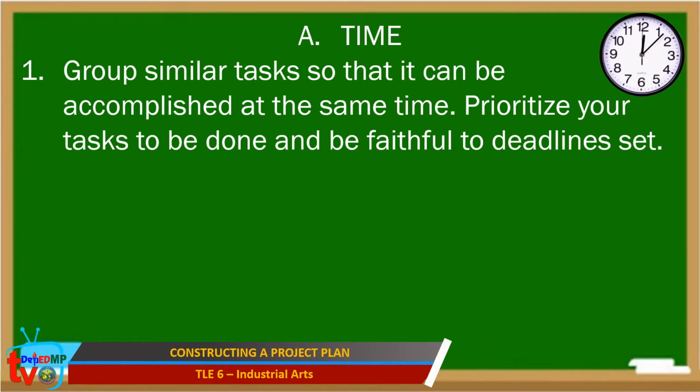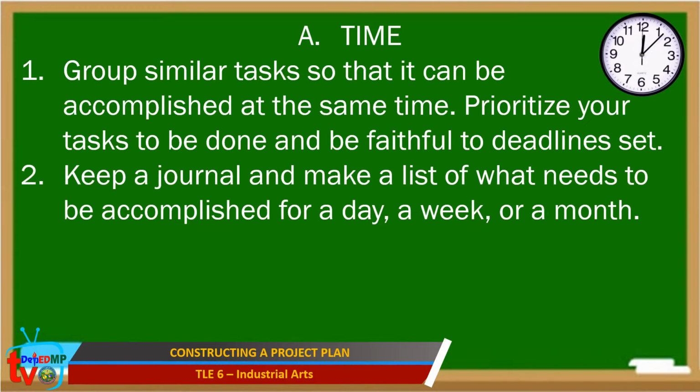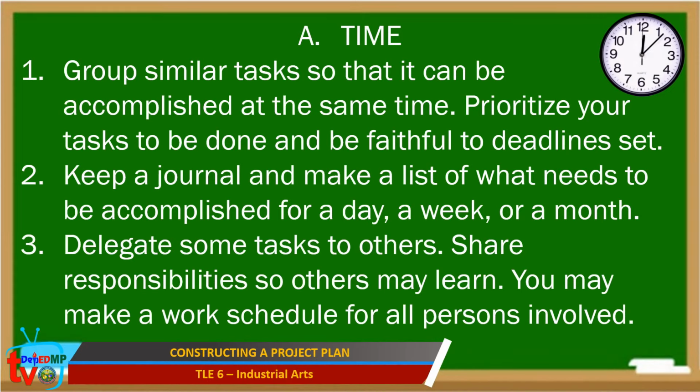First, group similar tasks so that it can be accomplished at the same time. Prioritize your tasks to be done and be faithful to deadlines set. Second, keep a journal and make a list of what needs to be accomplished in a day, in a week, or in a month. And third, delegate some tasks to others. Share responsibilities so others may learn. You may make a work schedule for all persons involved.